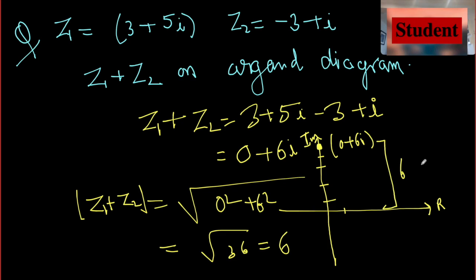So in this way we can represent any complex number on the Argand diagram. First you have to do all the operations which are required, then you can represent it on the Argand diagram, and you can write the modulus value also. You understand what this is called? This is called modulus. Okay, so we'll try some other questions in the next session.